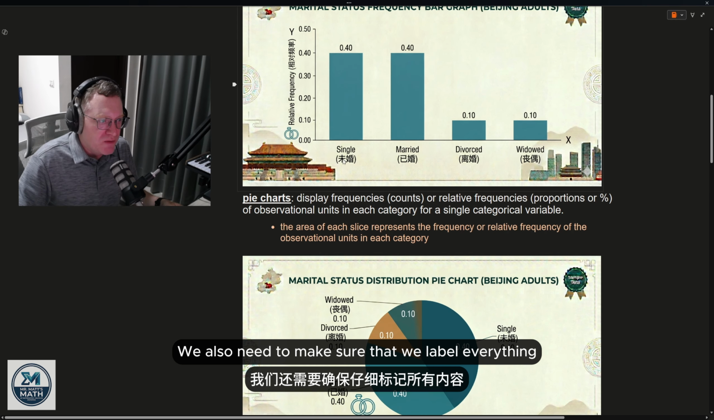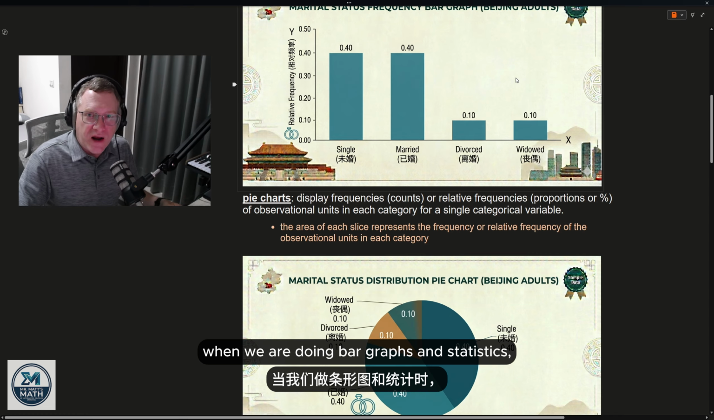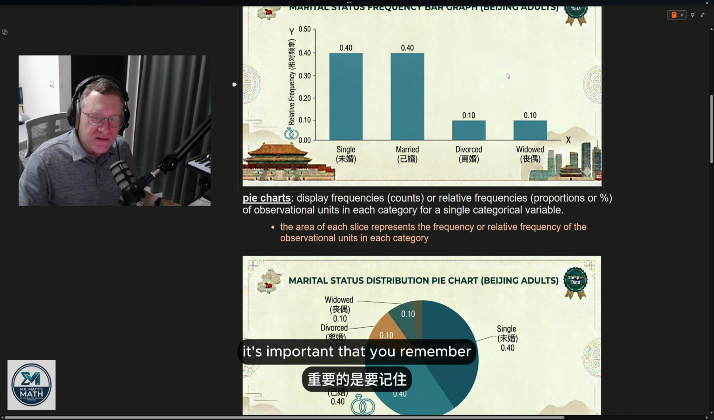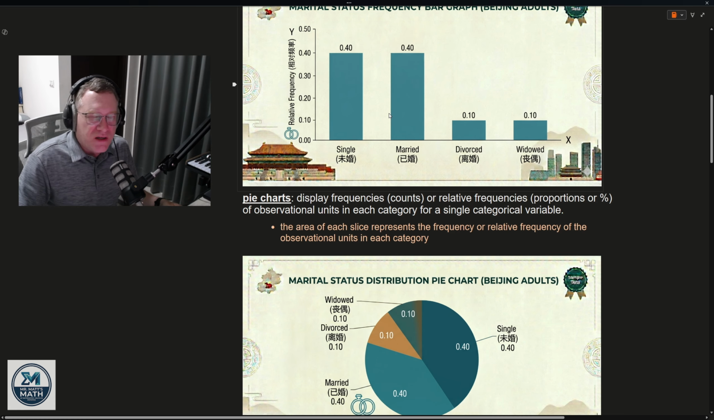Up here, we also need to make sure that we label everything carefully. Now, one thing that I do want to quickly mention is when we are doing bar graphs in statistics, it's important that you remember that we should always put a space between the bars.